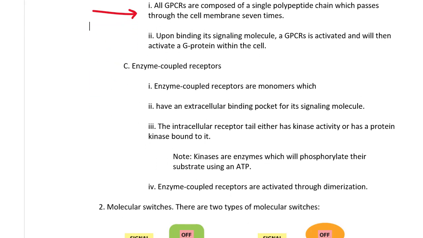Enzyme-coupled receptors. Enzyme-coupled receptors are monomers, which have an extracellular binding pocket for their signaling molecule. The intracellular receptor tail either has kinase activity or a protein kinase bound to it. Note, kinases are enzymes which will phosphorylate their substrate using an ATP. So let's take a look at that.